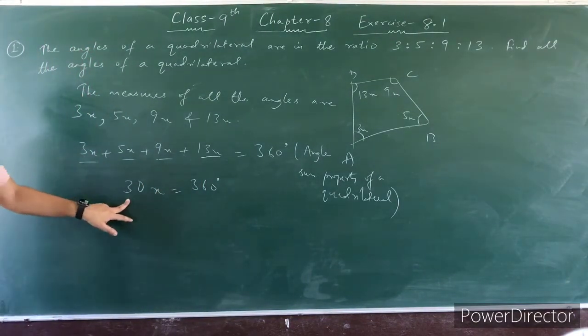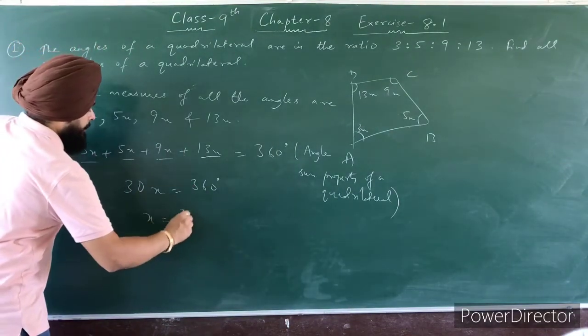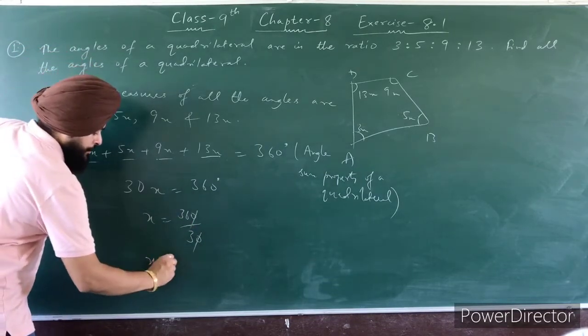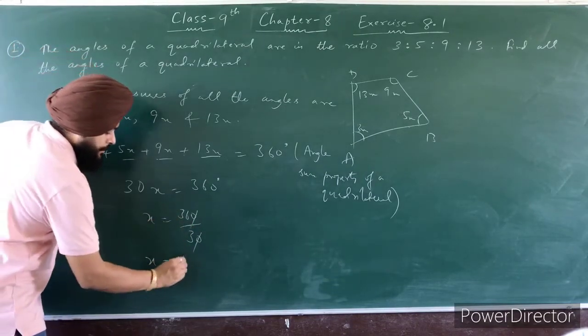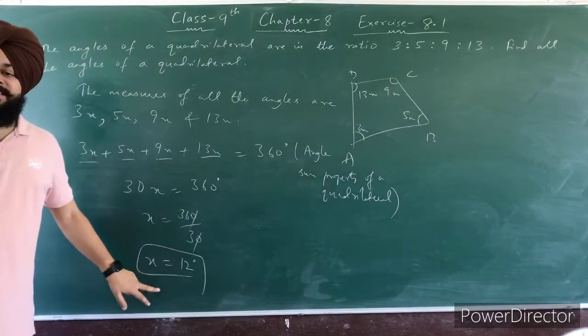Now here 30 is the coefficient of x. So take it to the right side, so it will divide 360. Now the 0s cancel, so 3 into 12 is 36. It is 12. It means the measure of x is 12 degrees.